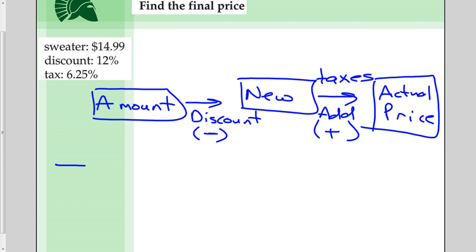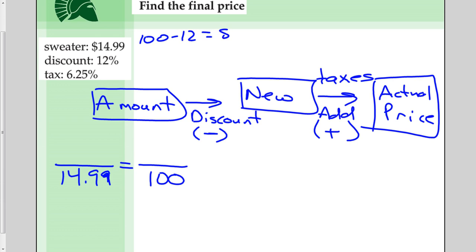So we're starting out with $14.99. So our original is $14.99. And since we're discounting 12%, 100 minus 12, because that's what we do when we discount, it's going to give us 88%. And that's going to give us the new amount. And I'm going to give it a variable d to remind myself that this is the amount that I'm getting when I discount.